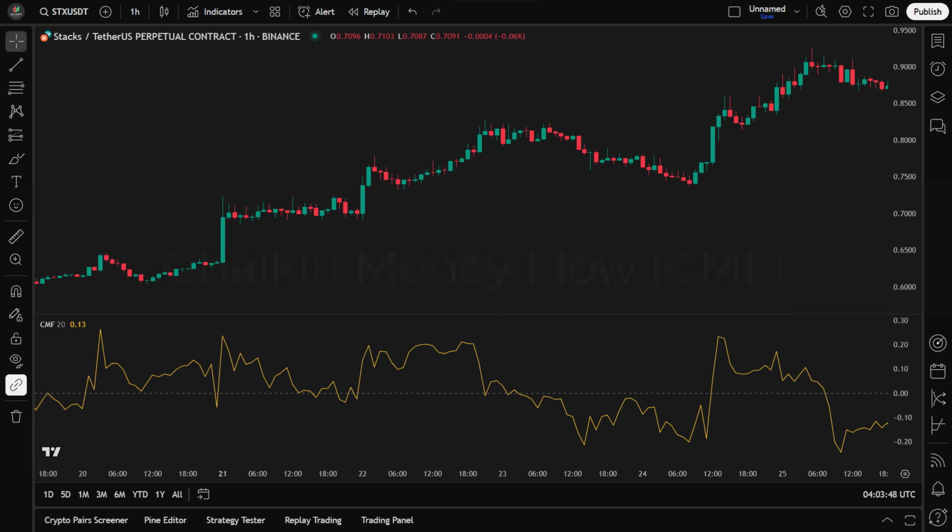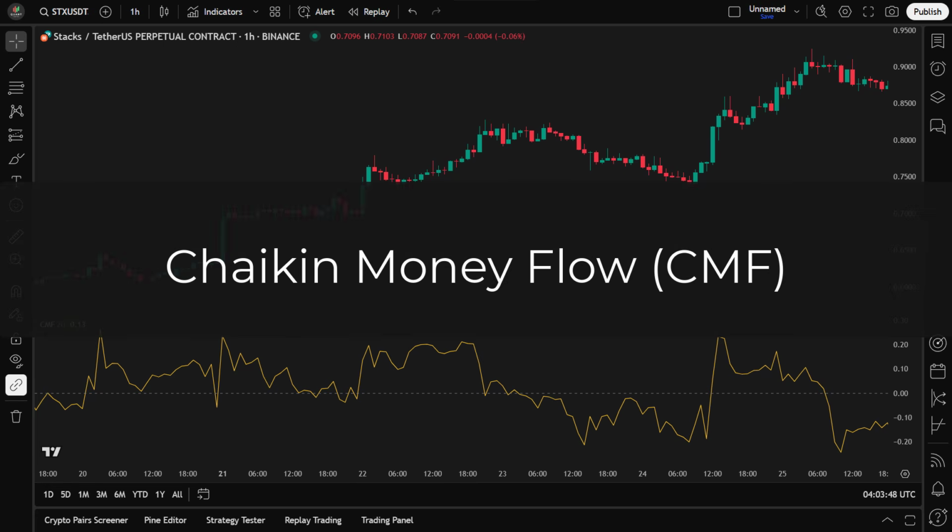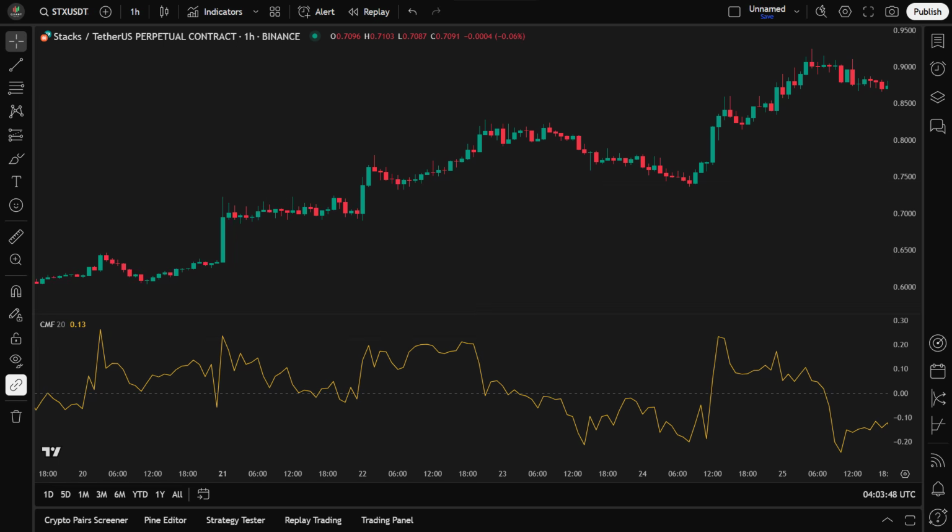this strategy. Chaikin Money Flow, CMF, is an indicator that combines price and volume to measure the flow of money into and out of a security over a set period of time. It helps us understand whether buyers or sellers are dominating the market. The formula takes into account the closing price relative to the high and low of the day and multiplies this by volume. The result is then smoothed over a moving window, commonly 20 periods.